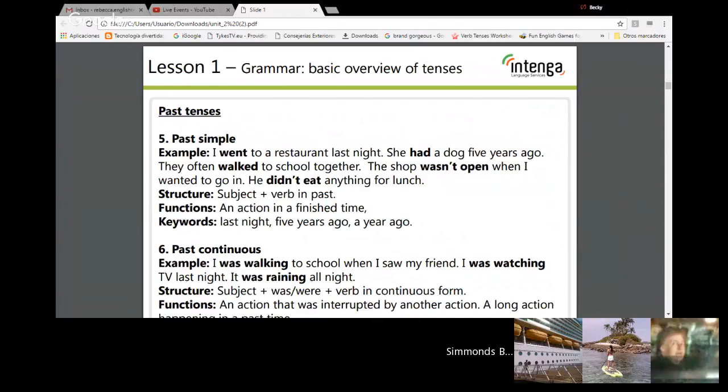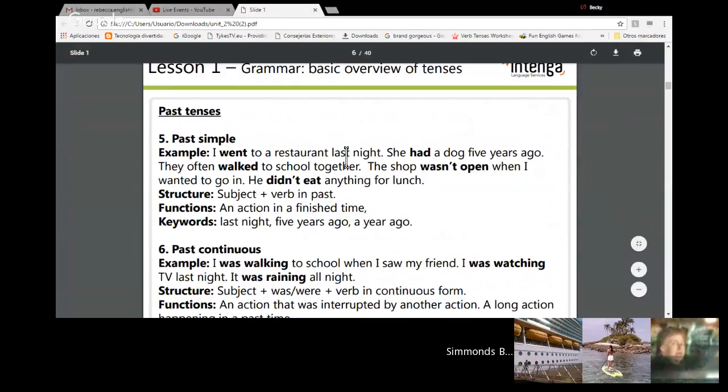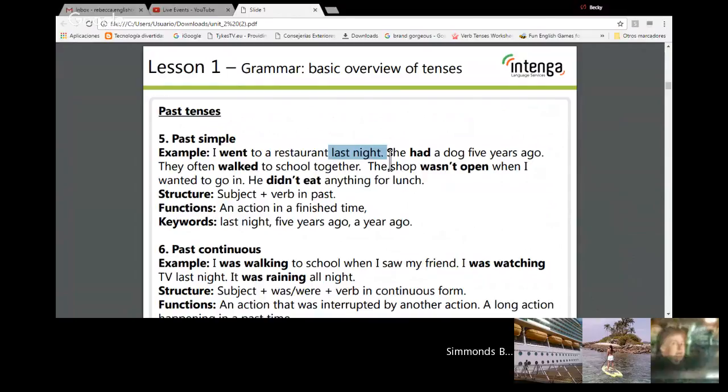Okay, that's fine. Past tenses, we use the past simple when it's something specific, a specific time period, not a duration. For example, this is last night. Okay, so last night happened and it finished. And then we have 5 years ago. So it's a specific time in the past. In this sentence, they often walked to school together means that it was a habit in the past.